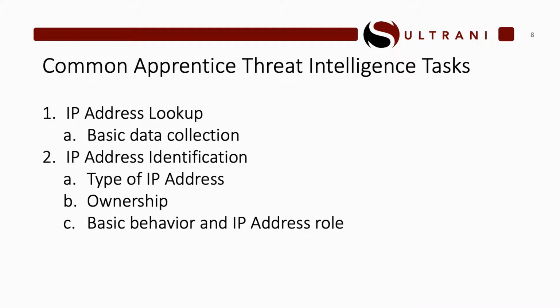And lastly, again, this is an apprentice level introduction, so very, very basic. There are 2 tasks primarily that happen in relation to IP addresses that apprentices are asked to do. One of them is a basic IP address lookup, which is some very straightforward data collection. We'll perform that here shortly. And the other one is identifying what an IP address is, what it represents. Mainly that means breaking it down into its type, who owns it, and what kind of basic behavior and role it is playing.